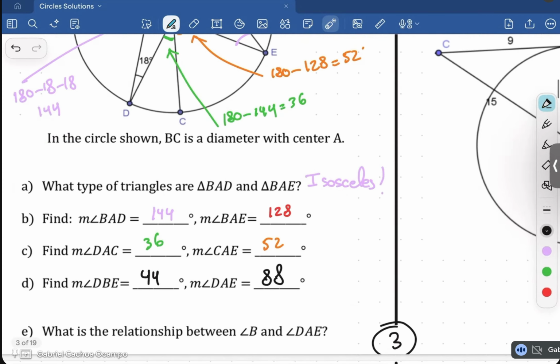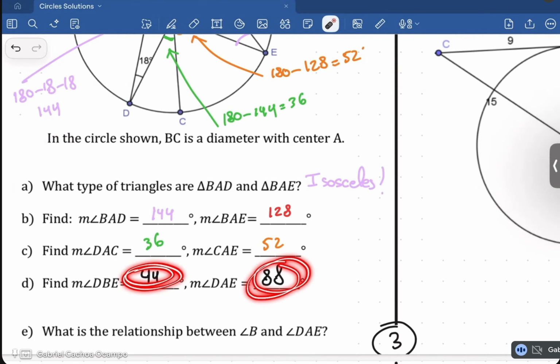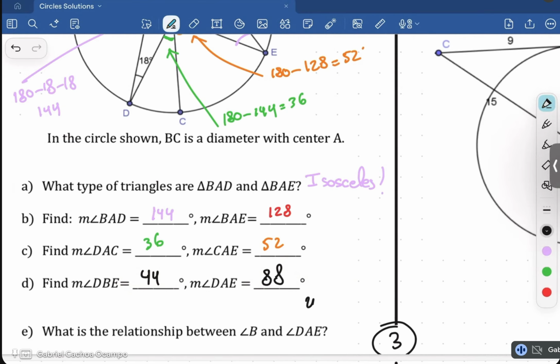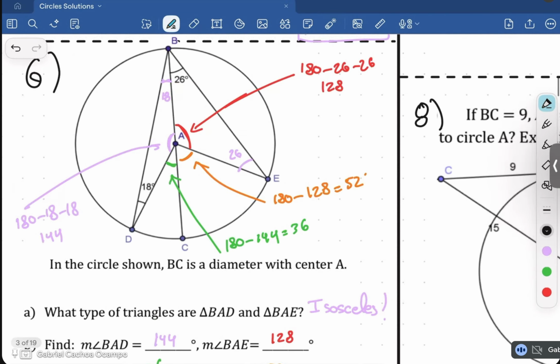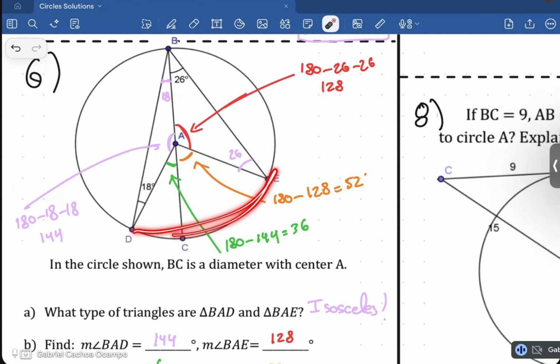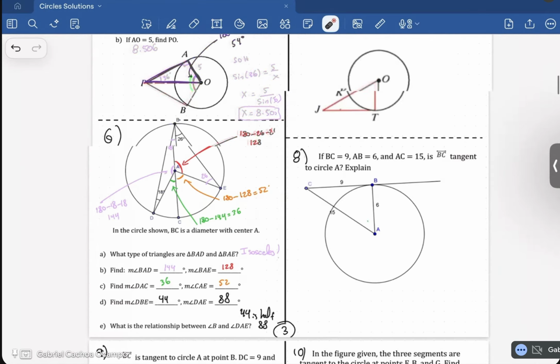And what relationship do this angle and this angle hold? Well, I can see that 44 is half of 88. Which is interesting, no? So this angle is twice this angle. That is a relation.